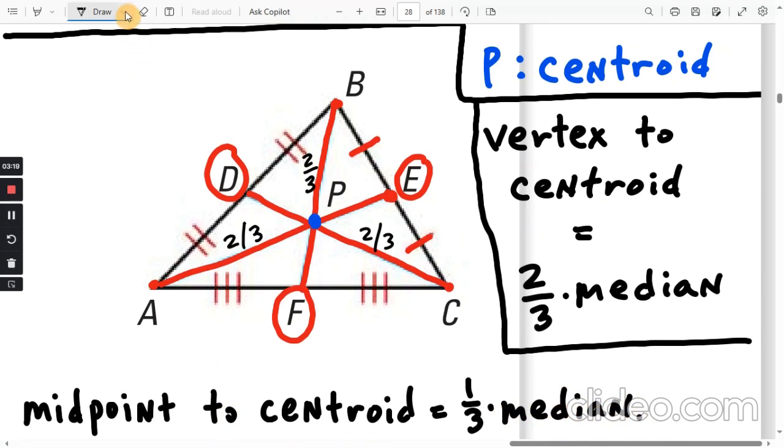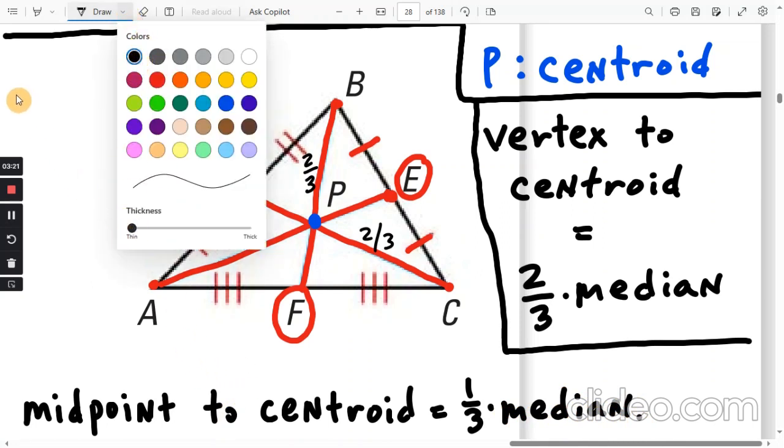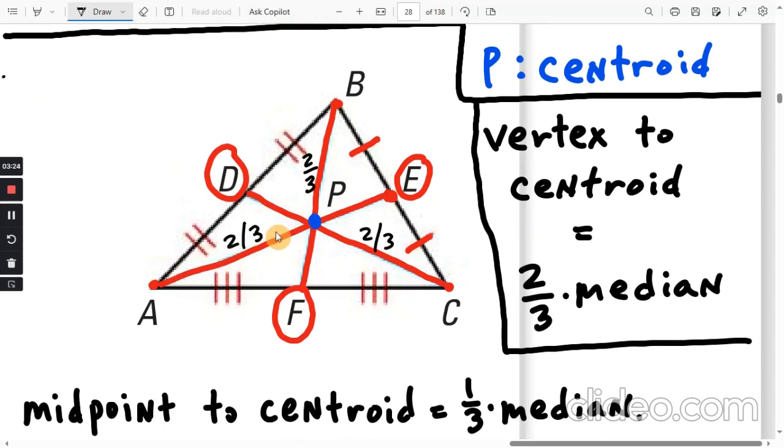All right. So what does that look like on the diagram? Well, if this segment here is 2/3, the remaining segment is going to be 1/3. So if you go from the midpoint to the centroid, that's 1/3. Basically, for the medians, the longer portion is going to be the 2/3, and the shorter portion is going to be 1/3. But these are the two main formulas we're going to be using in this exercise.